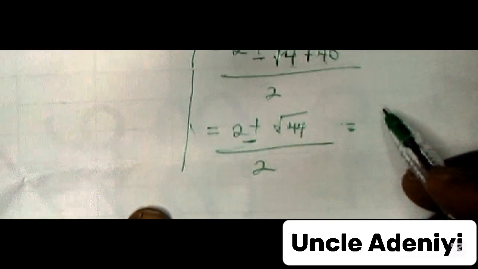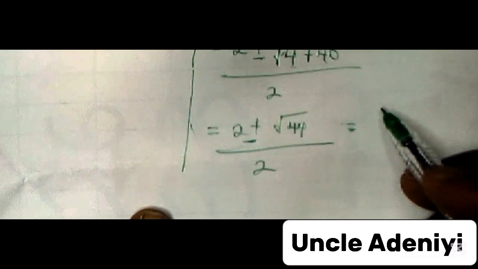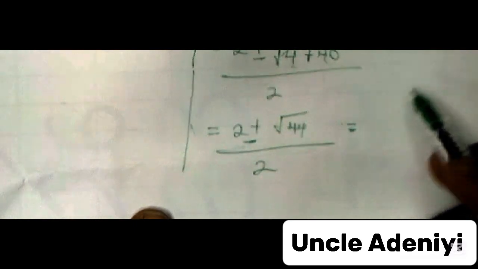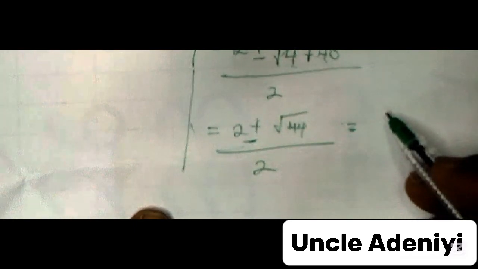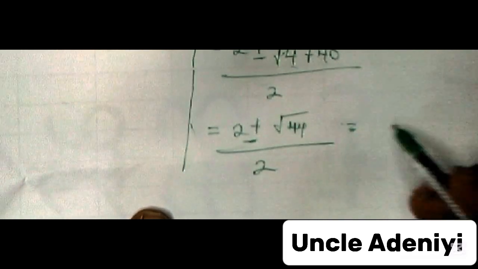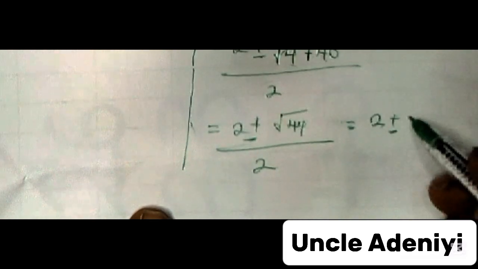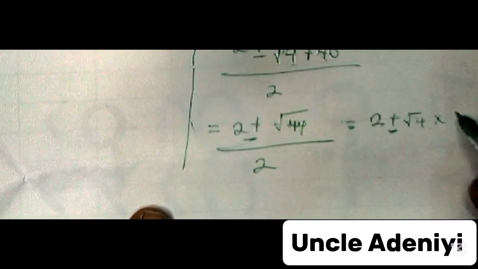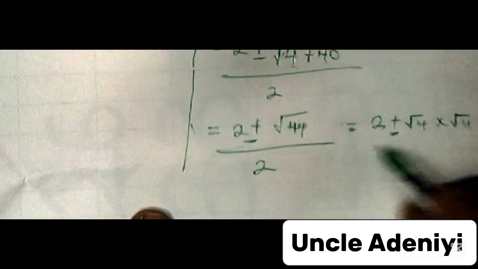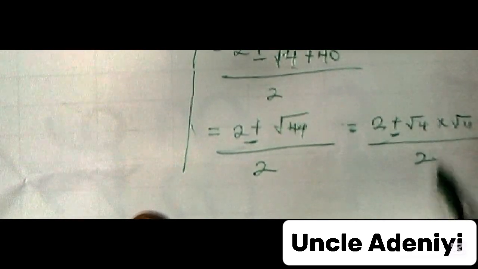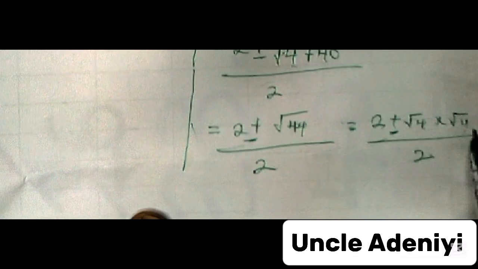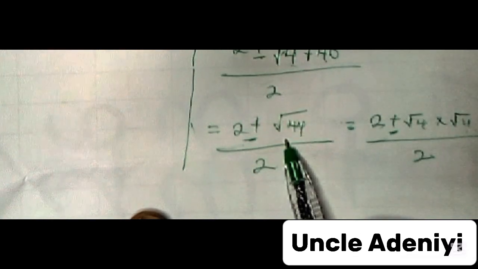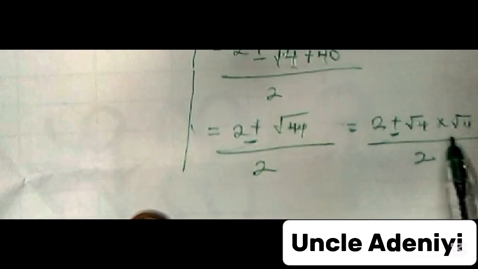So this will give you what? This thing can also be rewritten as 2 plus or minus square root of 4 times square root of 11, divided by 2. I did not do magic. Square root of 4 times square root of 11. 4 times 11 will give you 44. You see, the same thing as what is here. Do you understand? Since they have the same square root.